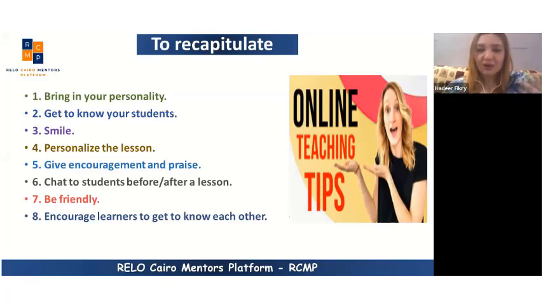An open heart conversation will be like a magic to develop the rapport between you and them. Number seven is be friendly. Yes, they need a friend to trust, not a teacher to teach, and that's it. Don't make it like a student-teacher relationship. Make it a friendship relationship.